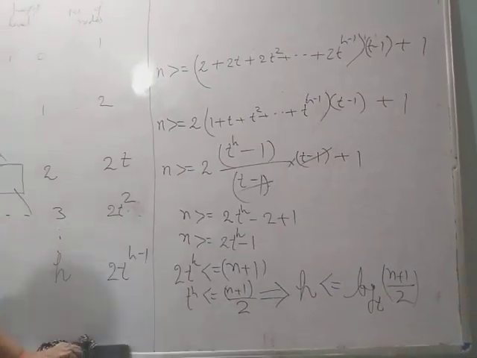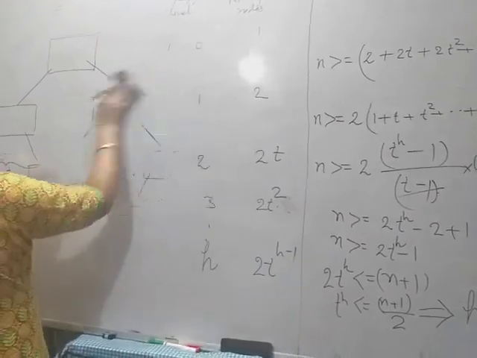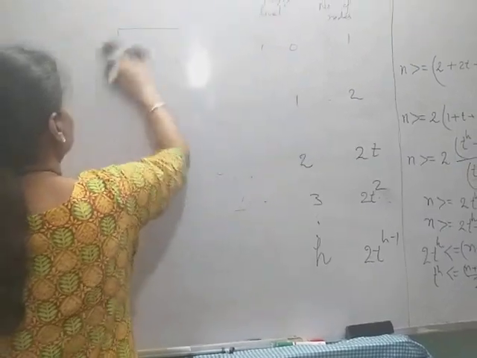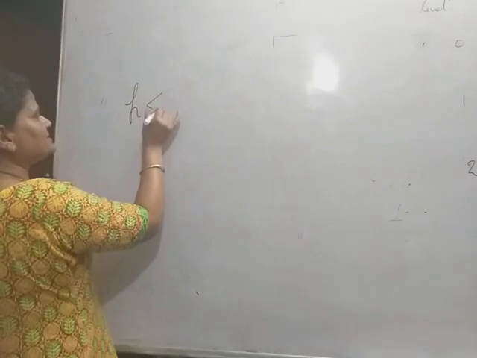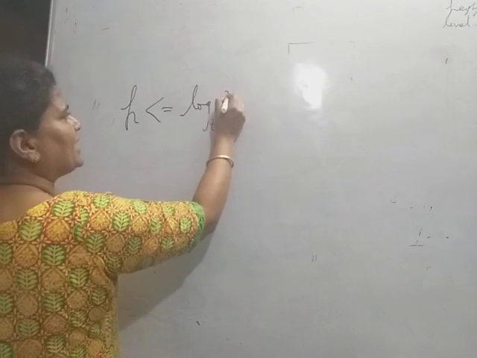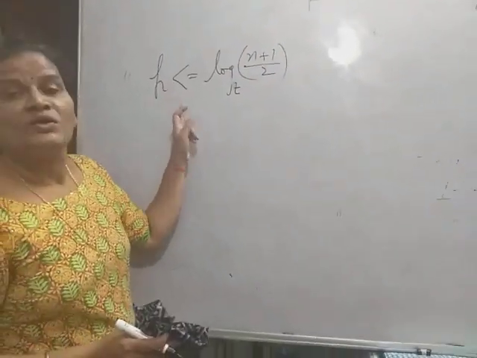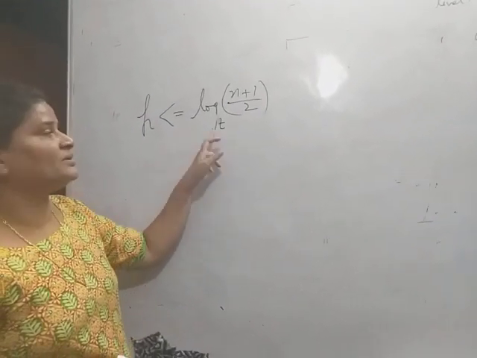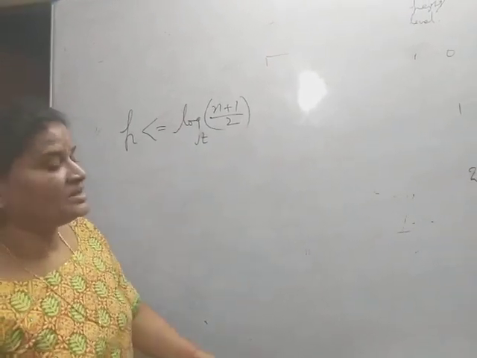Okay, so now see, what is the meaning of this? See what it is saying, that the height of the tree is less than or equal to log base t of (n plus 1) by 2. This I have calculated for the height when every node in the B tree of minimum degree t contains the minimum number of keys. Okay, so what is the meaning?